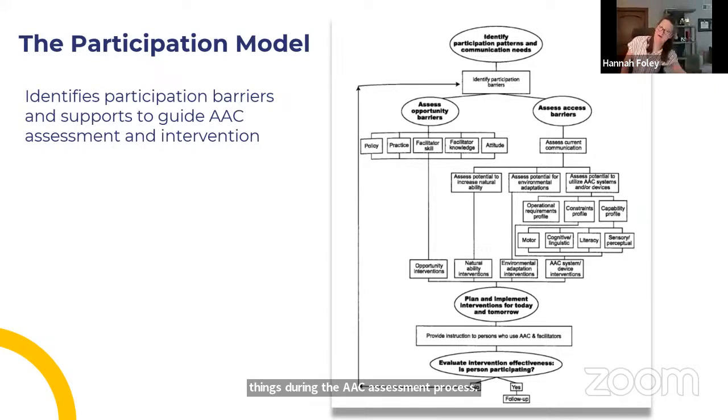The participation model was developed to guide AAC assessment and intervention by identifying participation barriers and supports for the communicator. The participation model examines 2 separate overarching types of barriers related to the communicator's use of AAC: opportunity barriers and access barriers.